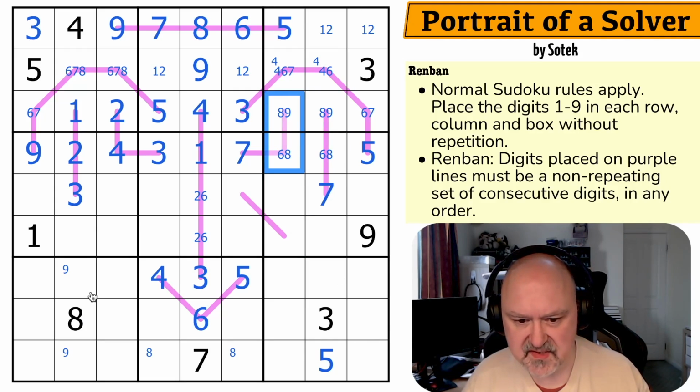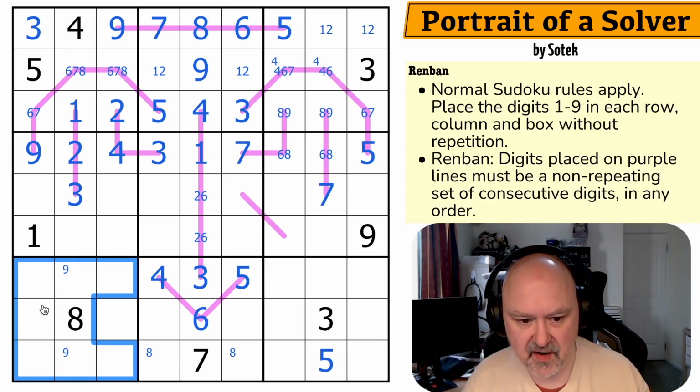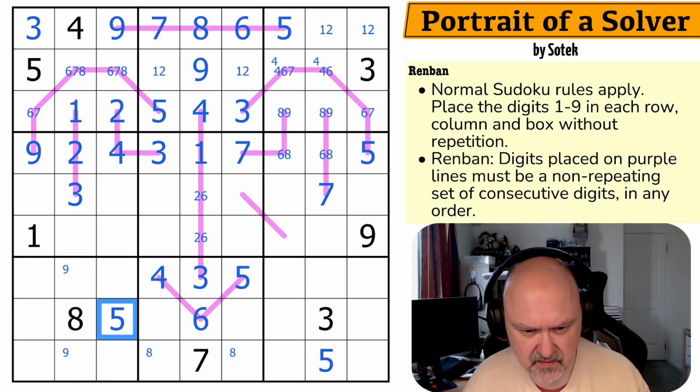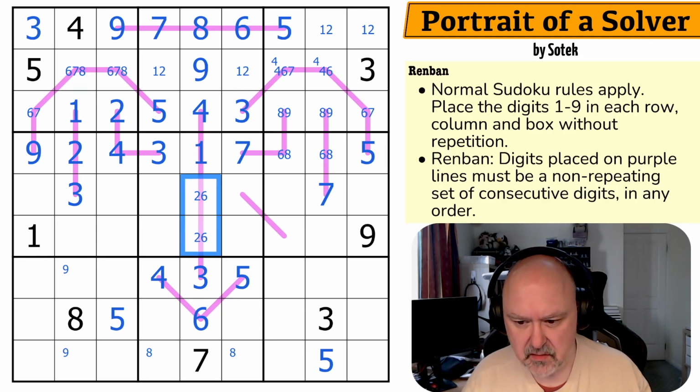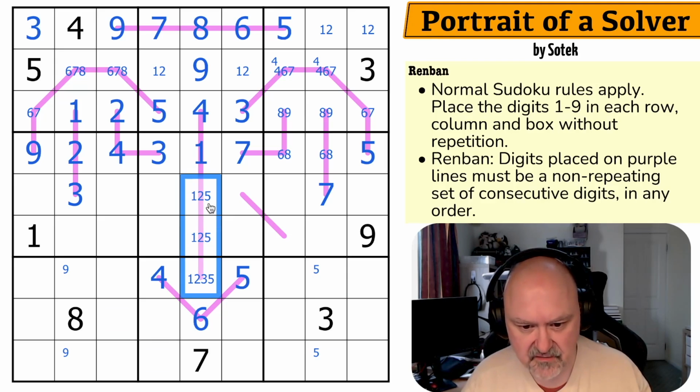Five in box 7. Can't go in any of those. Can't be where the 8 is, and that 5 is looking down. That's the 5. Have I done all of the 5s? No. Not even close. In fact, I've broken this puzzle. I took the wrong digits out of here. I'm going to roll back to where I took those out. I should have taken the 6 out. I took the 5 out by mistake.